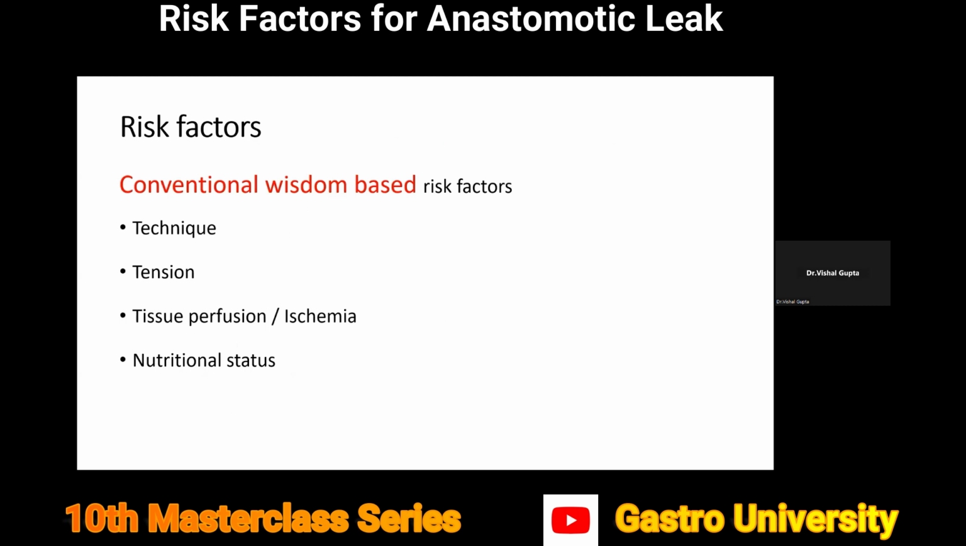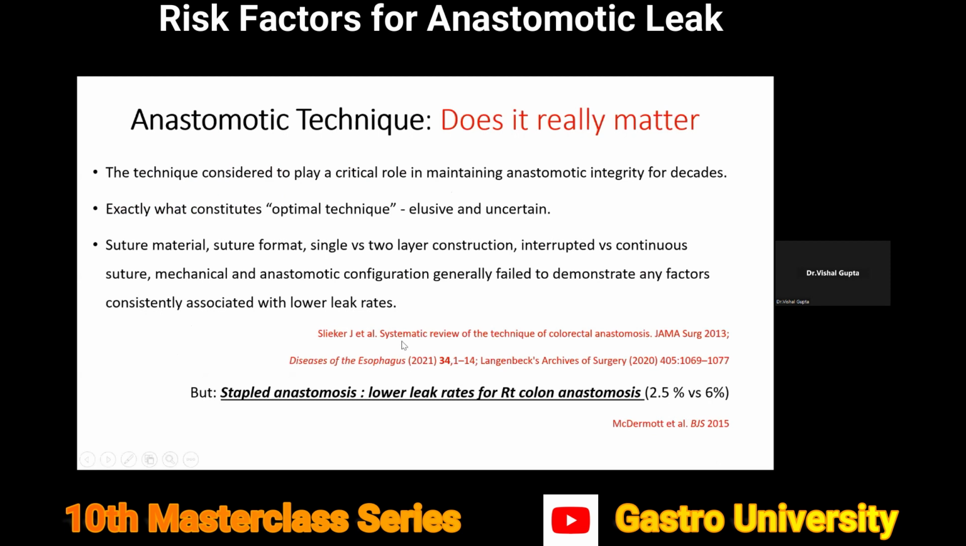Now, coming to the other aspect of risk factors. Conventionally, over a period of many decades, and based on the wisdom of practicing surgeons, certain risk factors were initially defined for anastomotic leak. These conventional wisdom-based risk factors are surgical technique, tension of the anastomosis, tissue perfusion or ischemia, and nutritional status. One by one, we will go through each of these risk factors. What does the current literature mention about them?